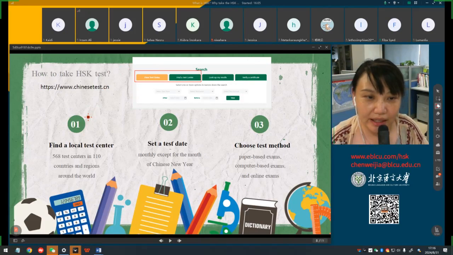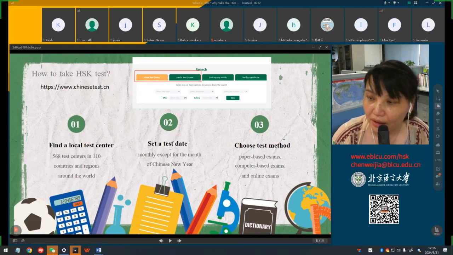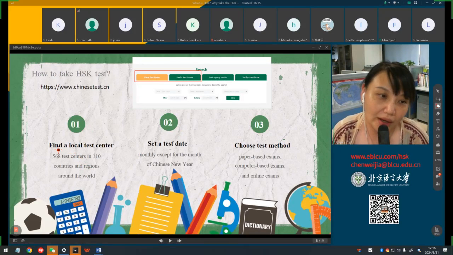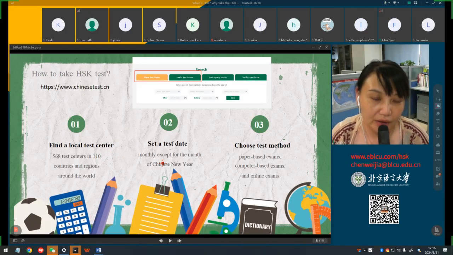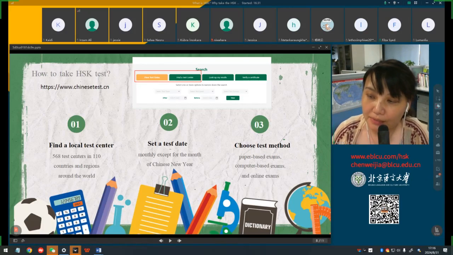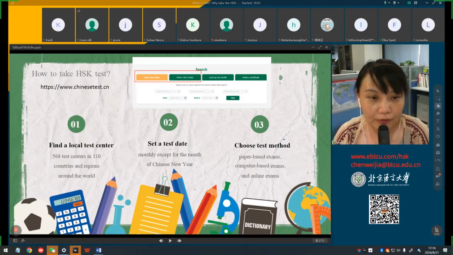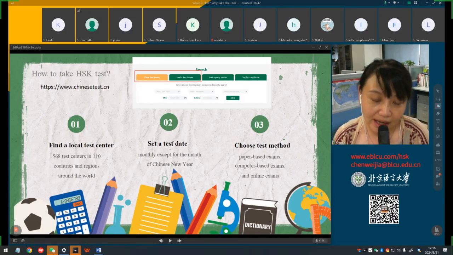I think there are 3 major steps to take the HSK test. So number 1, you need to find a local test center. Number 2, you need to choose a test date. And number 3, you need to choose a test method. Generally speaking, HSK exams are held every month, except for the month of the Chinese New Year, usually January or February, when they stop for 1 month. For the other months of the year, they hold the exam monthly.